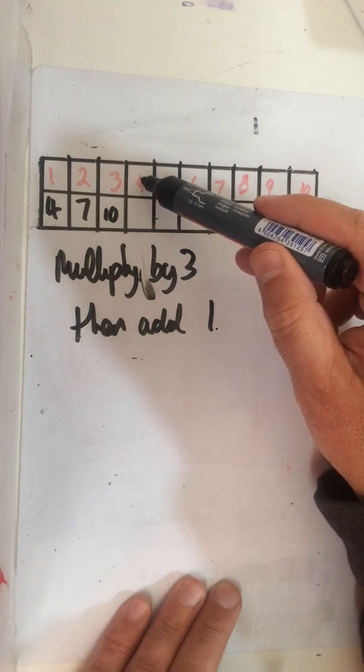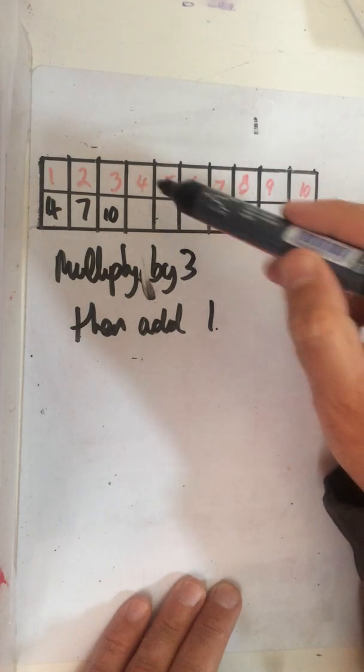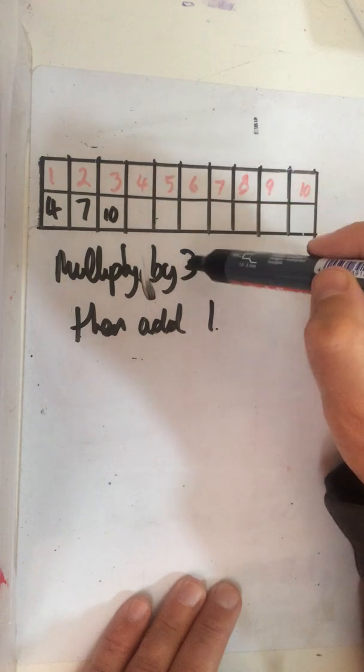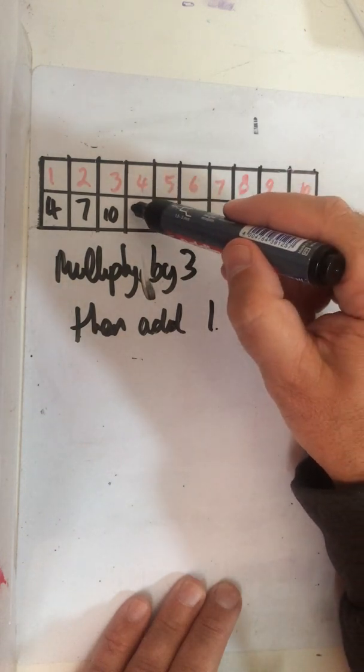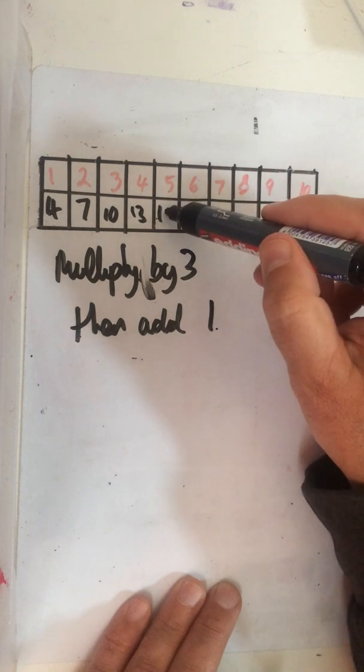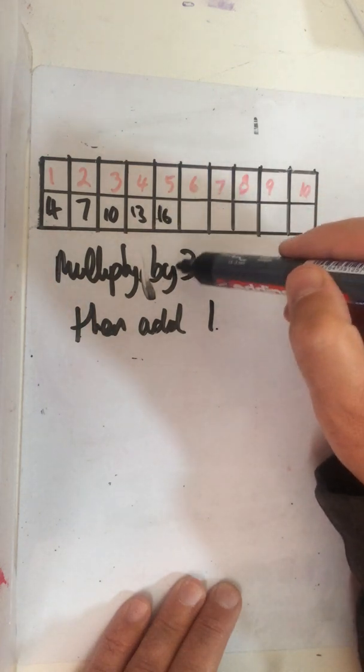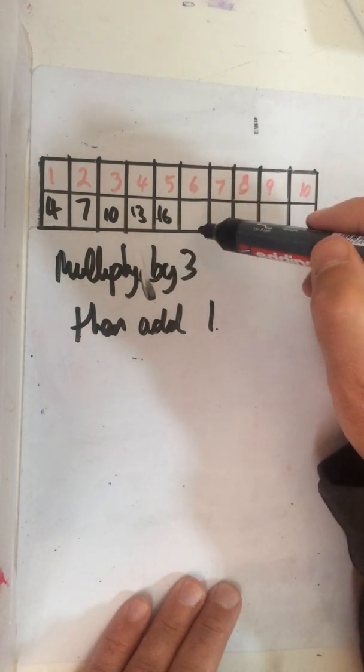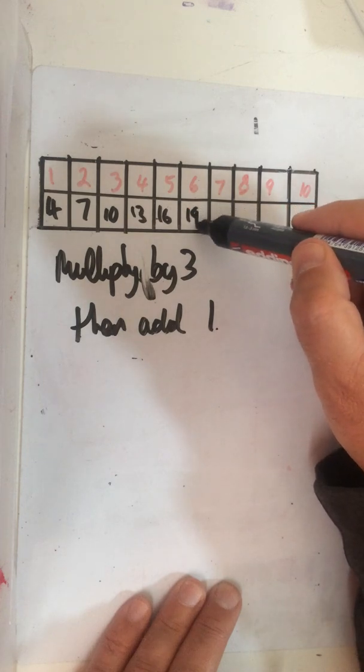4 times 3. I'm going to multiply this 4 by 3, then 12, and 1 is 13. 5 times 3 is 15, and 1 is 16. So I'm just following the same rule. 6 times 3 is 18, and 1 is 19.